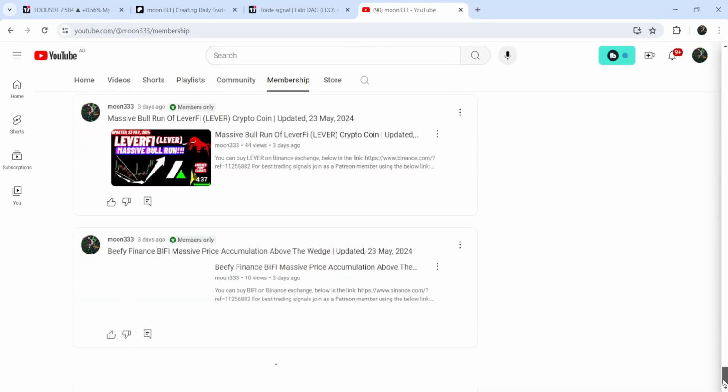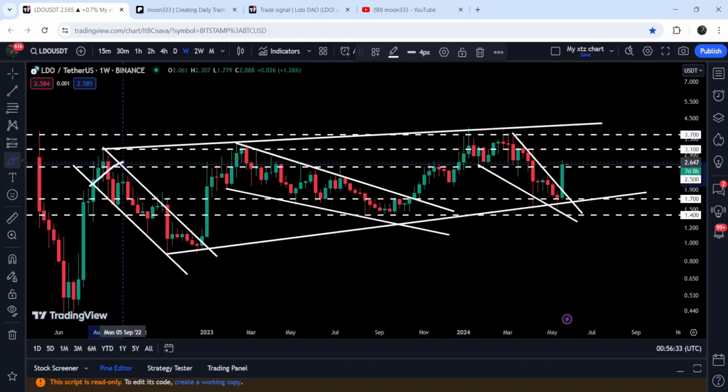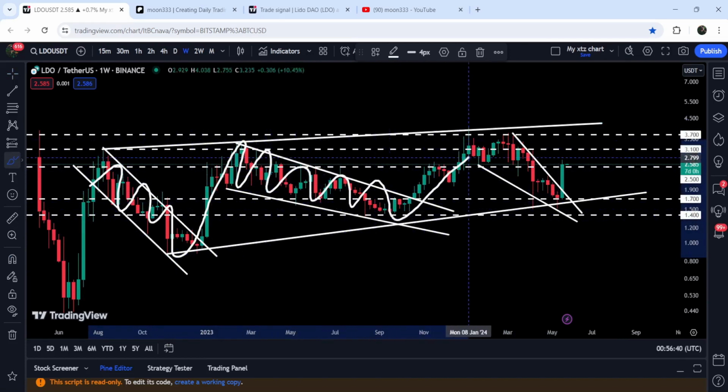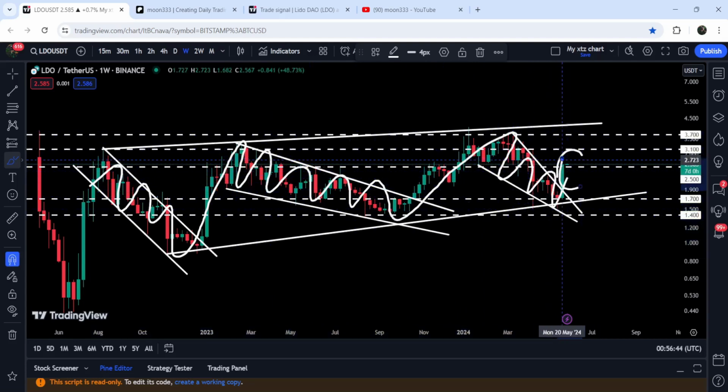Now let me take you to the live chart of LDO. And this is the weekly time frame chart. Previously you can see that it was moving inside this quite long-term down channel, then broke it out, then we had a nice pump, then broke out another falling wedge pattern, then we had another pump, and now recently it has broken out another falling wedge pattern.